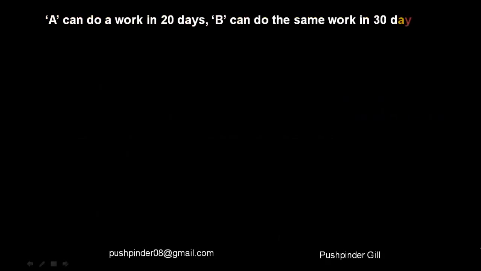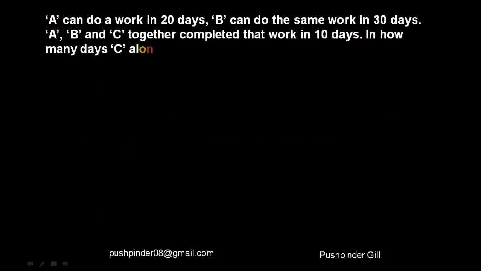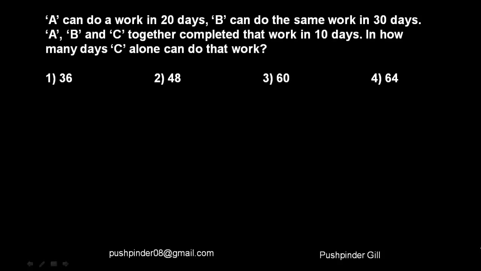Now, let's look at this question. A can do a work in 20 days, B can do the same work in 30 days, and A, B, and C can complete that work in 10 days. How many days will C alone take to finish the job? Right? So our first step over here, let's lay down the question. Now what is he asking us, right? So A can finish the job in how many days? 20 days. B can finish the job in how many days? 30 days. C, that's what we have to find out, and all of them together, adding up all of them together, they're able to finish the job in 10 days.